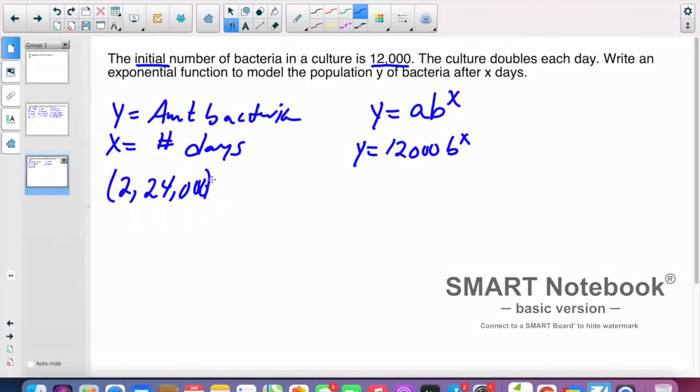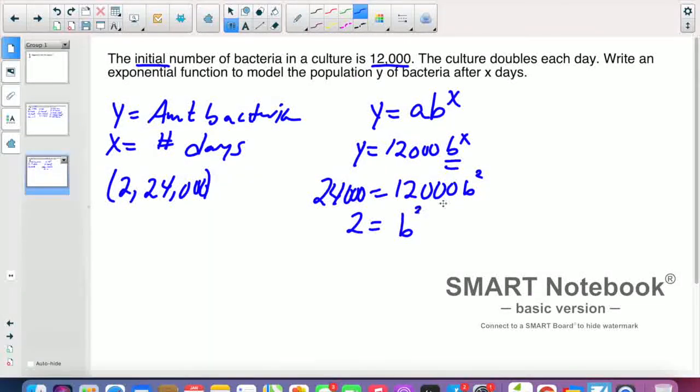So if this is how many bacteria we know we're going to have the second day, I could plug this in to figure out what B is. See, if we're trying to find an exponential model, we have to know what A and B are to get our exponential model. So I'm going to plug this information in. Y is 24,000. That equals 12,000 times B to the X, and X is 2. At 2 days, we have 24,000. I'm going to divide that over. So 24,000 divided by 12,000. Hopefully you can do that without a calculator. That's 2.